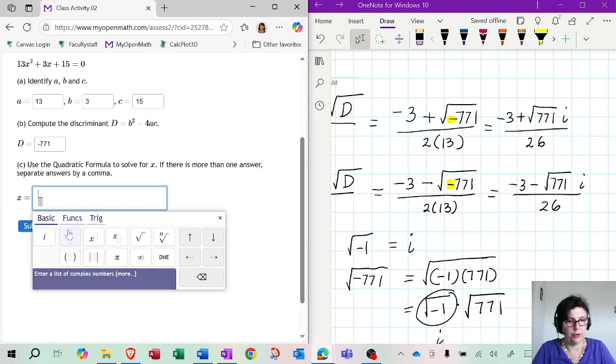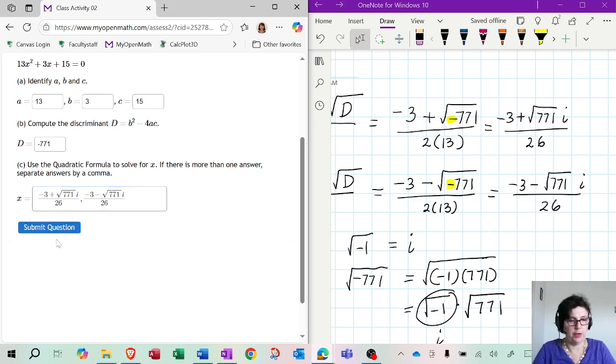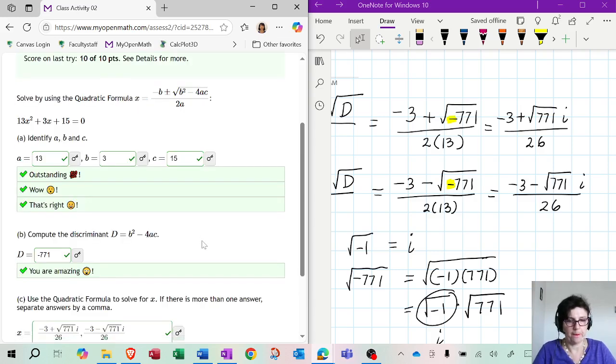So let's click on the fraction. On the top, we're going to type negative 3, then plus square root of 771. Make sure you click on the right arrow to get out of the root, and then you can either type or click on i, because this is complex numbers. And then you divide it by 26. That's the first solution. Then a comma. Then I'm going to copy paste this so I don't have to actually enter it again, and just paste it here. And then I put a minus. And let's see if that works. All right.